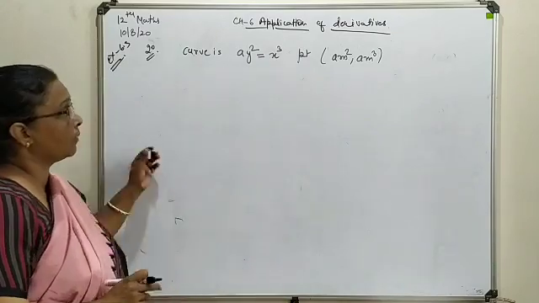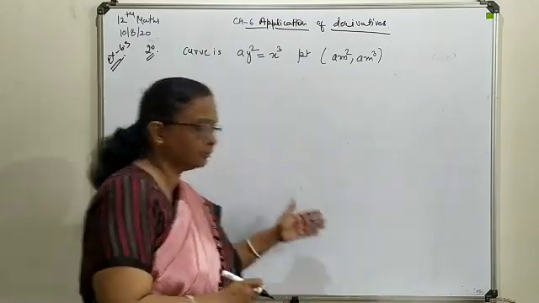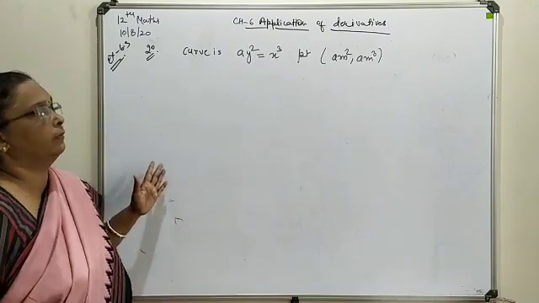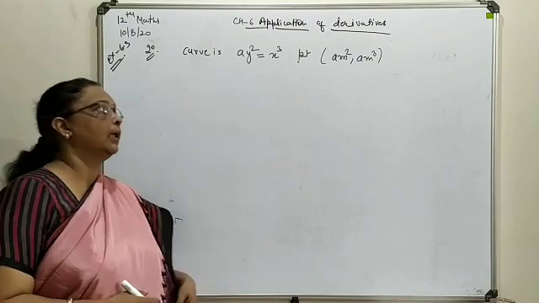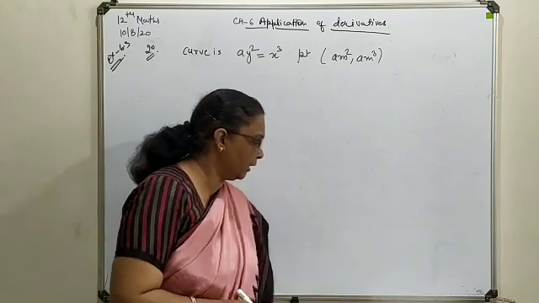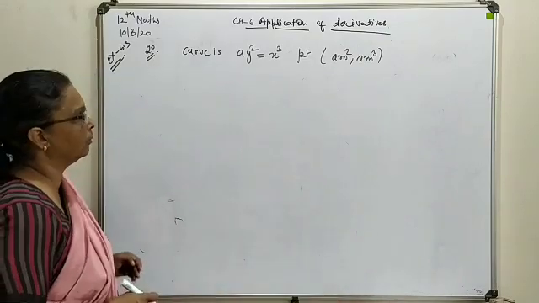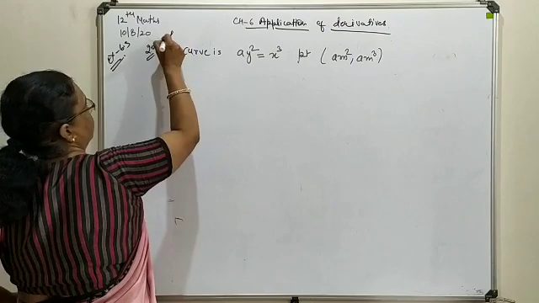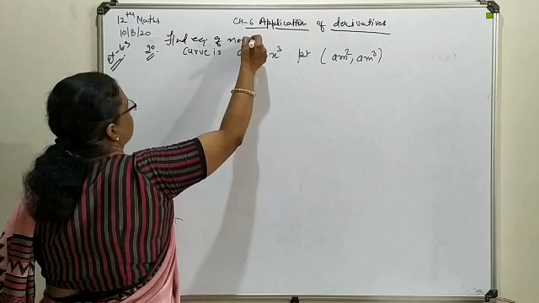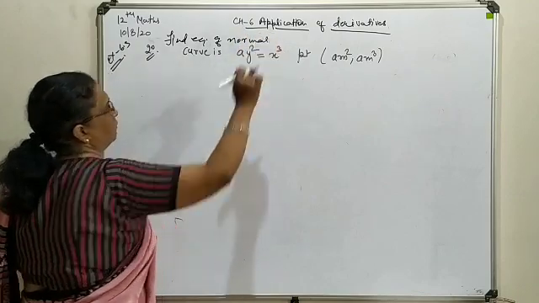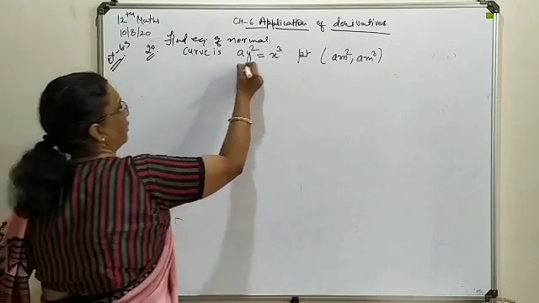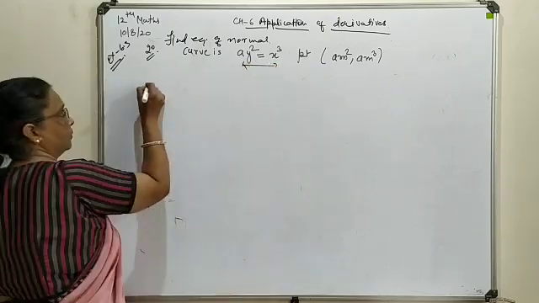Now your process is the same. First of all we will find out dy by dx, then find out the slope of the normal at the given point, and then you find out the equation of normal at the given point. We have to find out the equation of normal. But before that we have to find out the slope of the normal. So let's start with the given curve and given point.